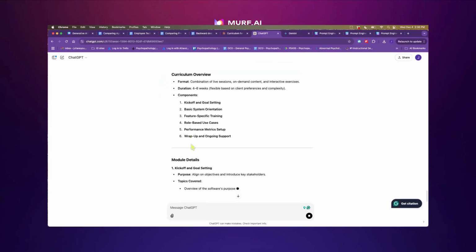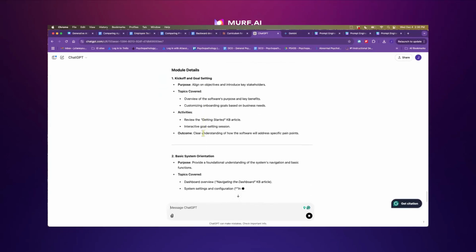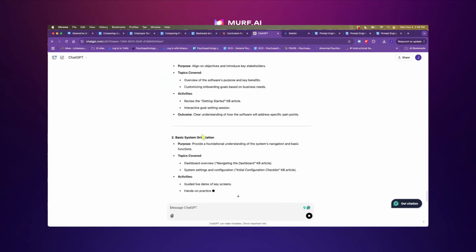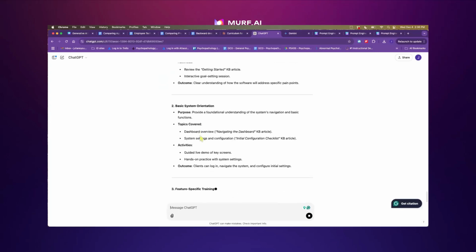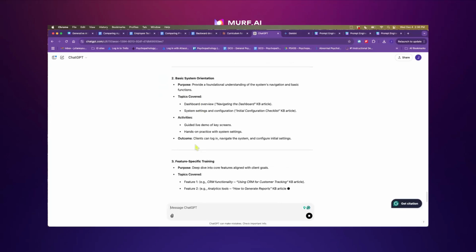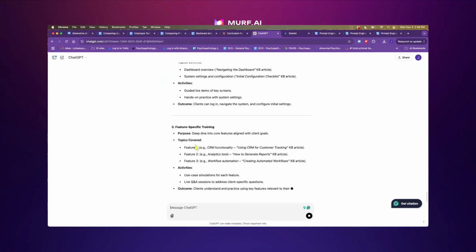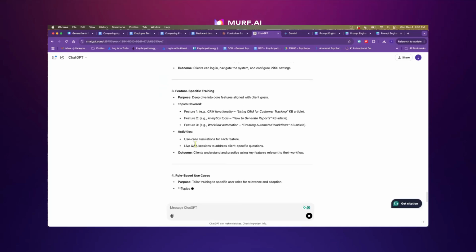ChatGPT is giving me an actual curriculum, 4 to 6 weeks. Here are the components. Here's what you need in every module. Here are activities. Are the outcomes being met? And so, yes, Adam, it can absolutely do that for you. Now, of course, you're going to want to put in company parameters or anything else that you might have that needs to align with.